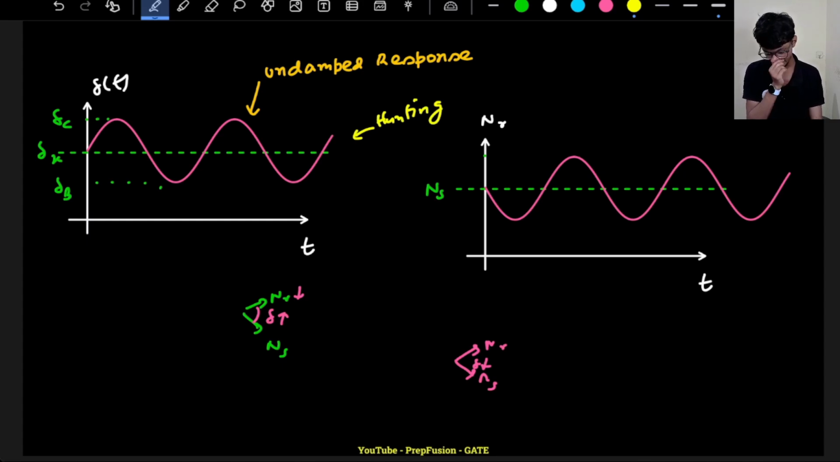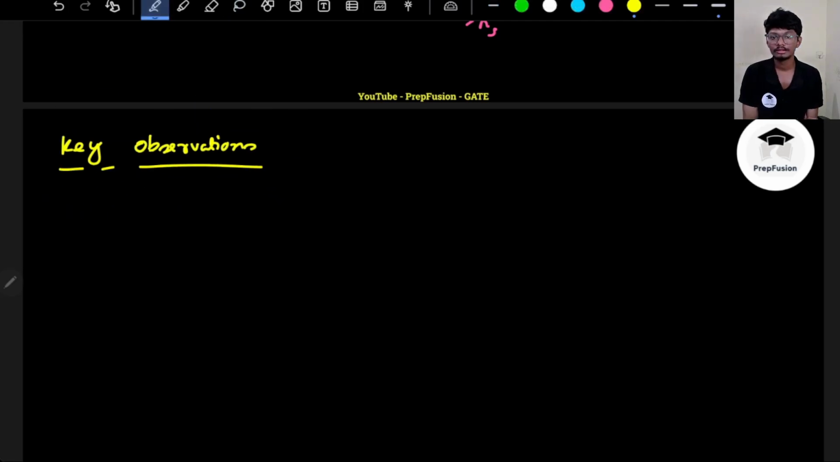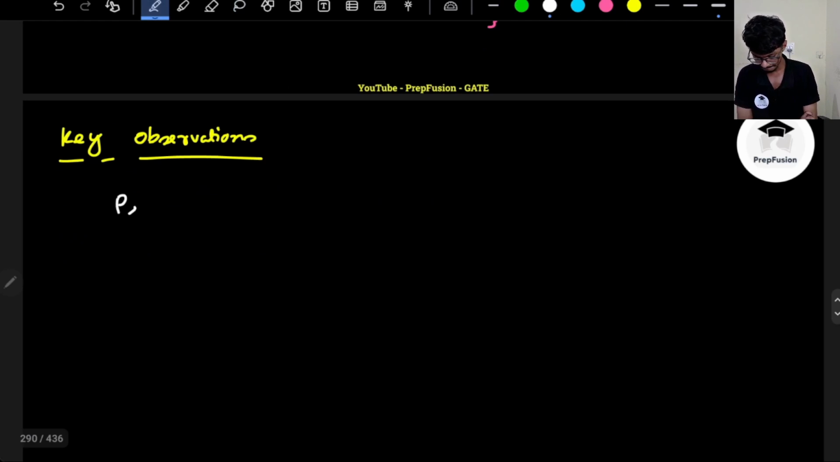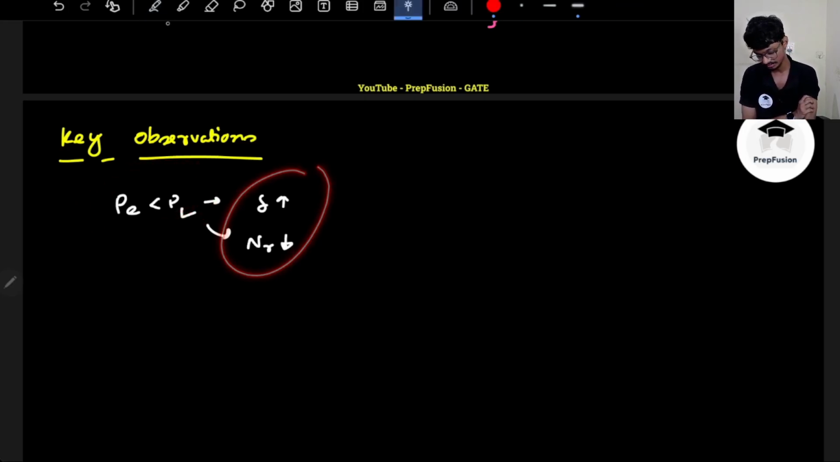Okay, so let's do a few key observations. What are the key observations? The key observation is, if my PE is less than PL, then what will happen? The delta relative angle will always increase. Relative speed will increase. That means my NR will reduce. Why? What is PE minus PL? It is proportional to d omega by dt, so it is negative, that's why this will happen. This is the first key observation.